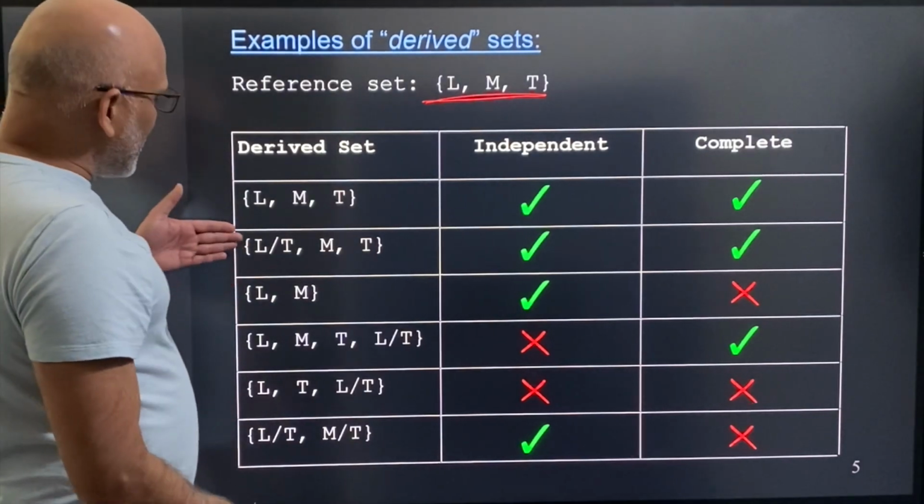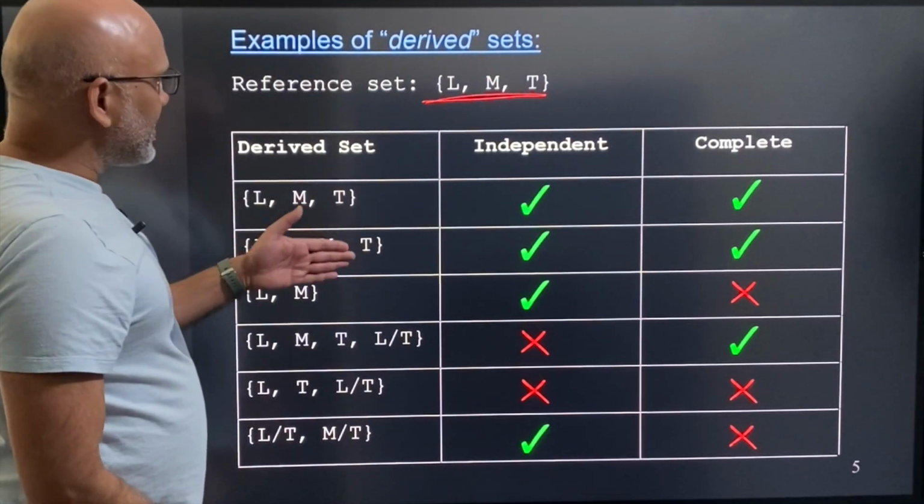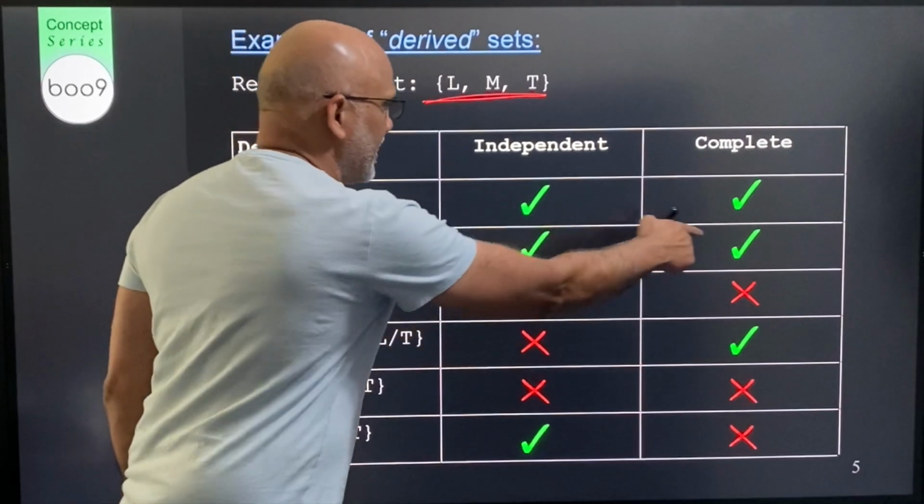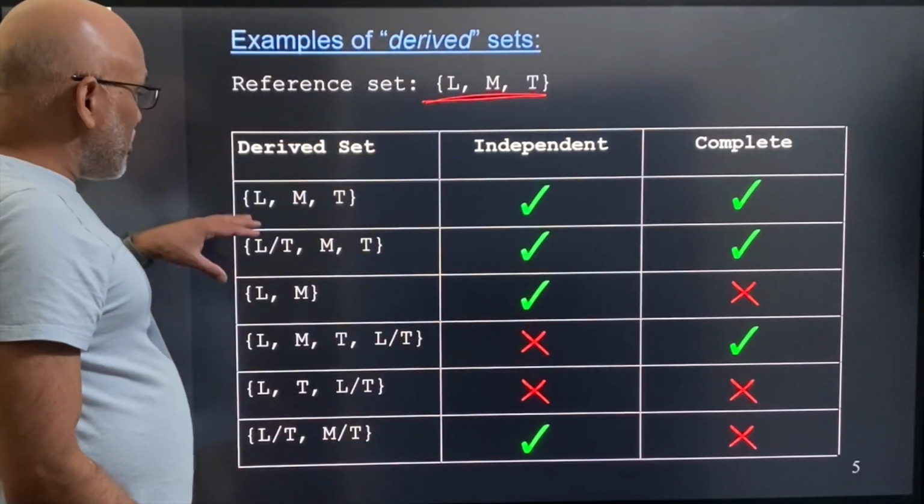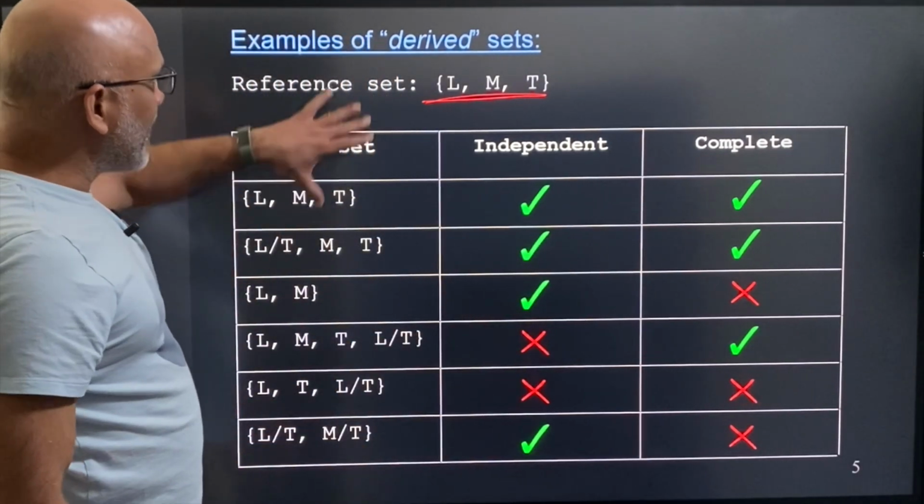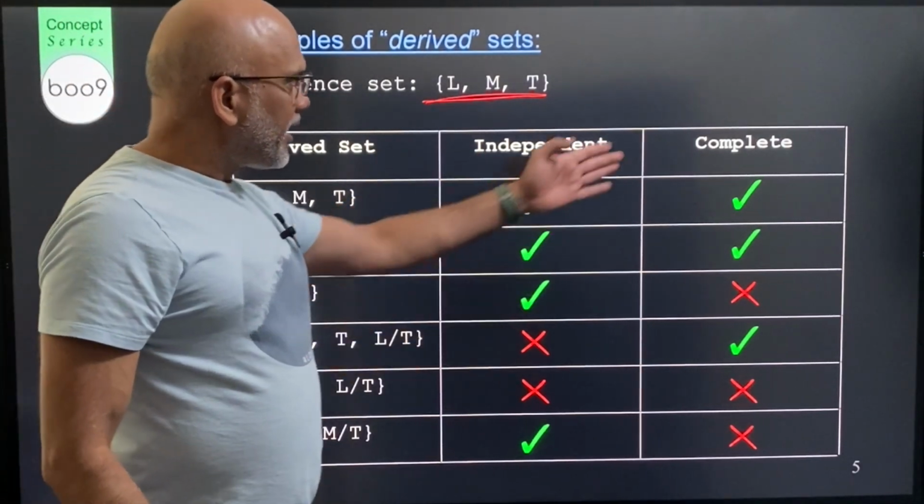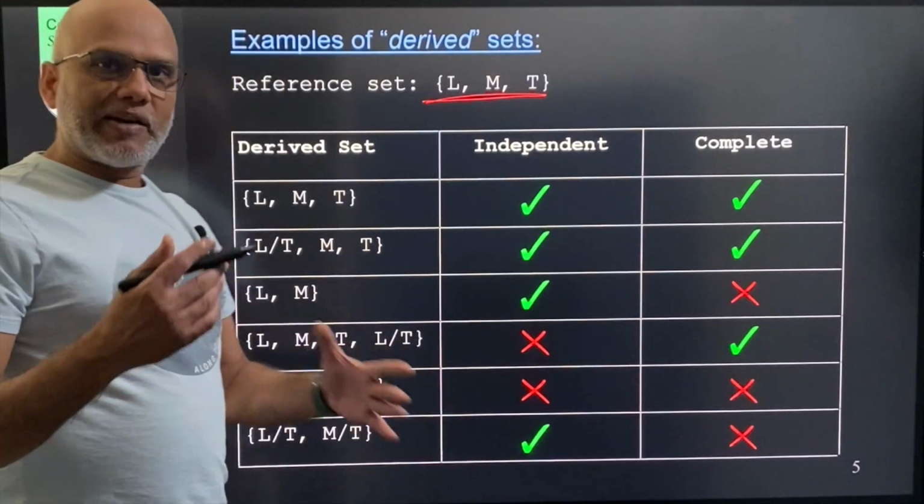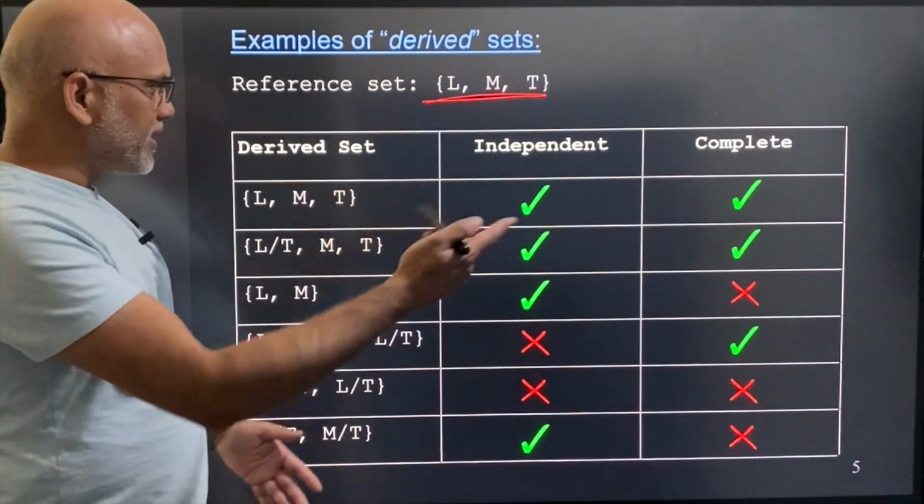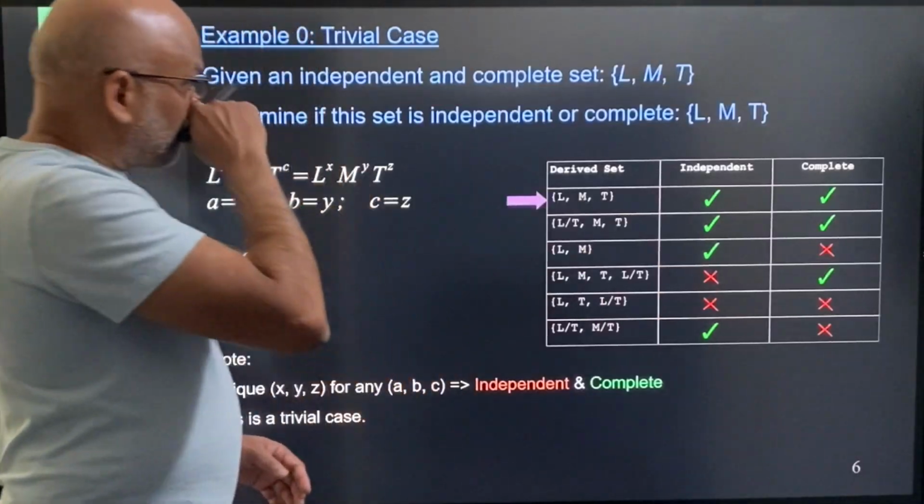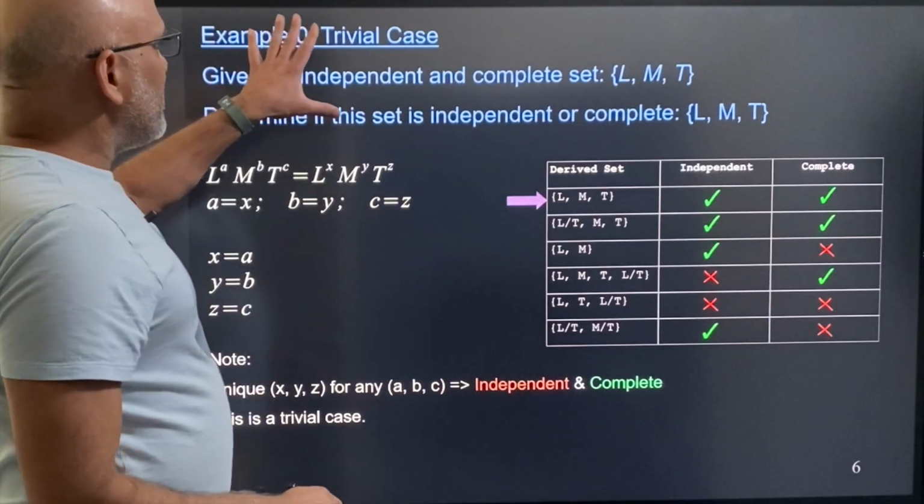But let's say we take another set: length by time, mass, and time. We will see that this is also independent and complete. And depending on how we derive a set, it may or may not be independent, it may or may not be complete, right? We will see each of these examples in the next slide. Okay. All right, so this is the first case.